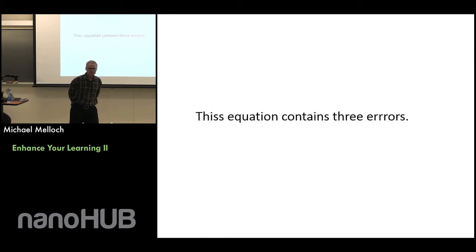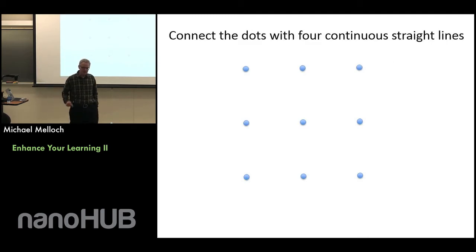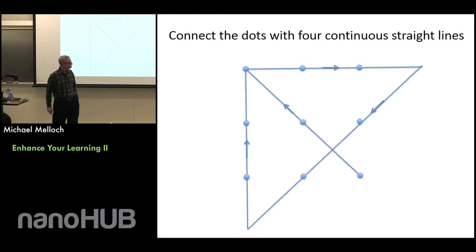Okay, this is an easy one, probably. This equation contains 3 errors. So you can spot the 2 spelling errors, but the third error is that the equation is in error. I mean, the sentence is an error. Right? Okay, so this one, you had to draw 4 lines that connect all the dots. You look at that, and the dots are constraining you. You have to think outside the dots.